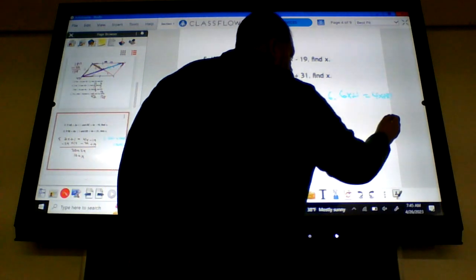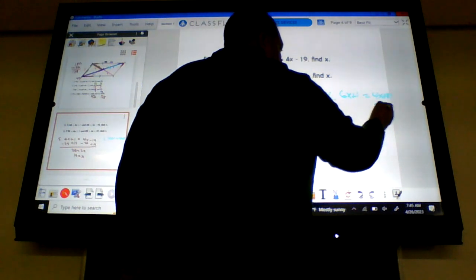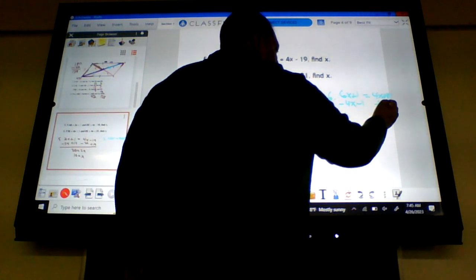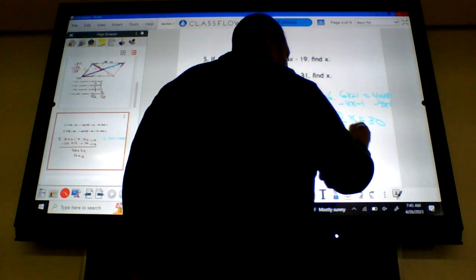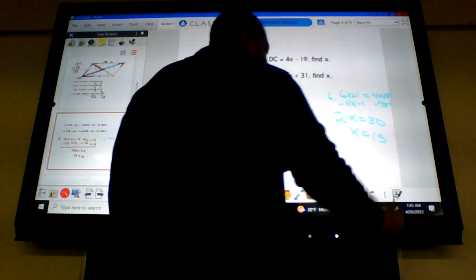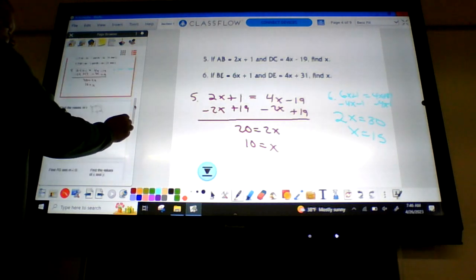Okay, and all that's going to do for us then is we're still going to take smaller x to our bigger x. So you subtract 4x from both sides. Also subtract the 1 back to the other side. So 2x is 30. And our value for x becomes 15. Questions on that? So the diagonals are going to bisect each other within our parallelograms.